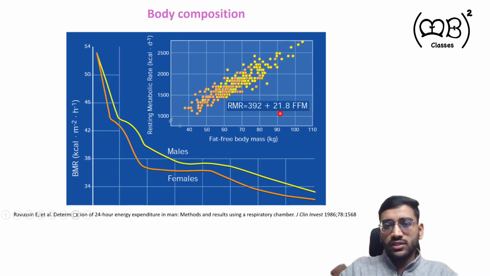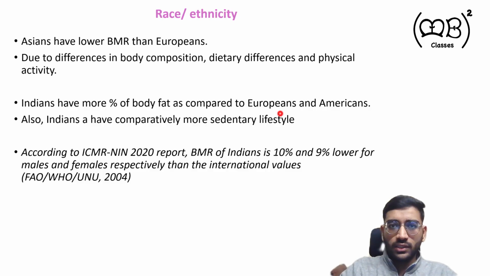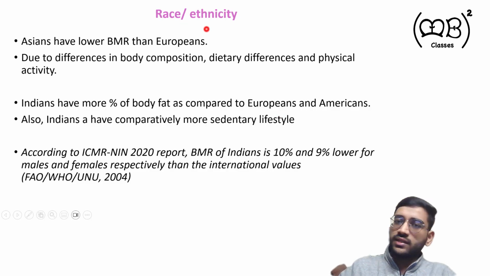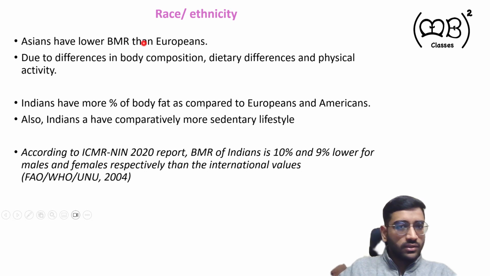So in body composition, if there is more percentage of adipose tissue, then your BMR would be lowered. This can also be seen in race and ethnicity. Like Asians have a lower BMR than Europeans. Two major reasons. First is body composition, second is the physical activity.